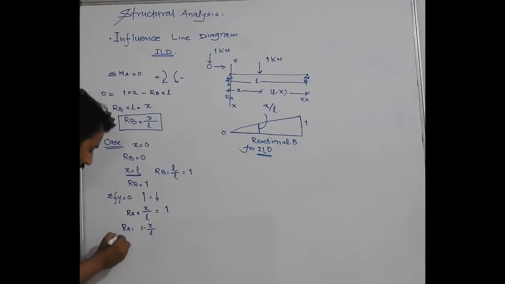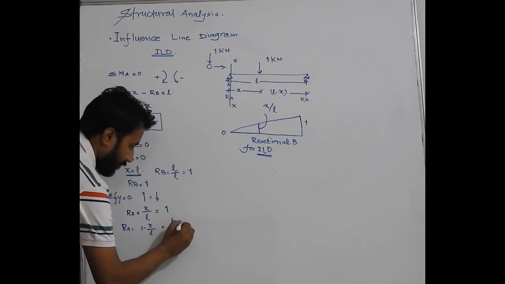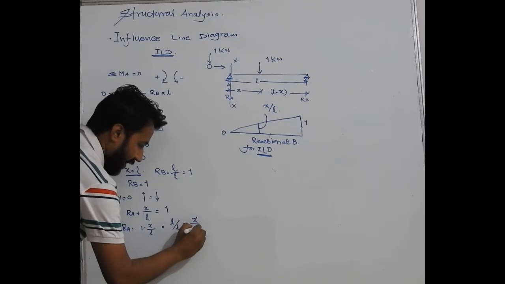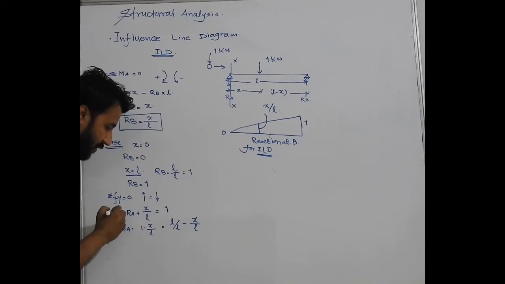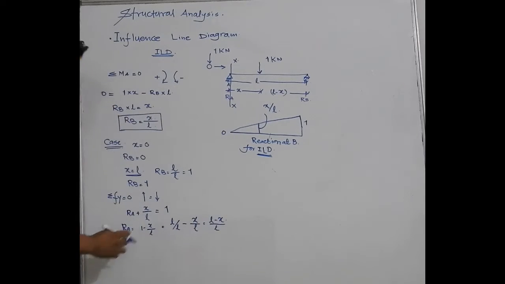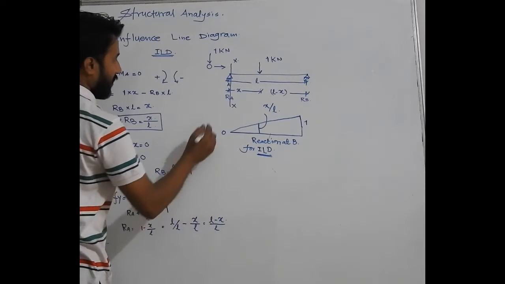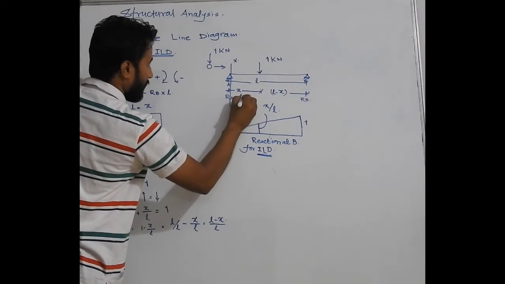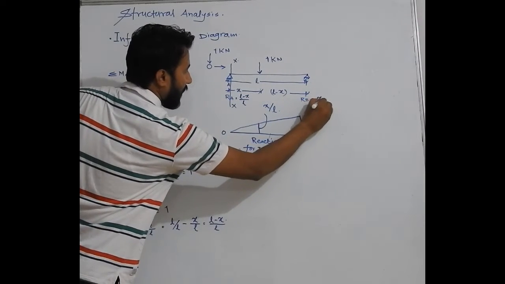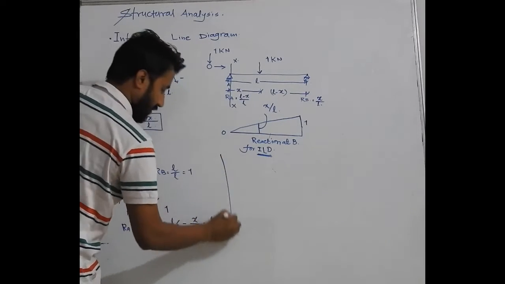That is equal to L by L minus x by L. Okay, so this is equal to L minus x by L. So at A the reaction will be L minus x by L. We will write this value over here. This is L minus x by L, and this is x by L. Okay, now we will make the cases.